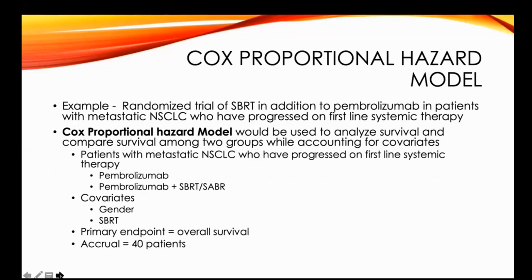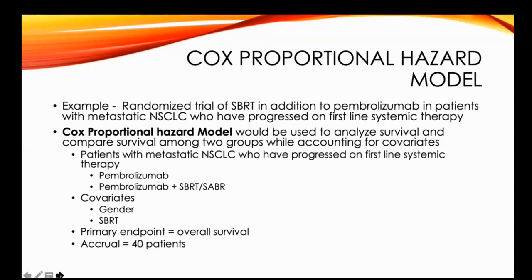Now this is a randomized trial of SBRT in addition to Pembro in patients with metastatic non-small cell lung cancer who have progressed on first-line therapy. The Cox proportional hazard model will be used to analyze survival and compare survival between two groups or multiple groups while accounting for covariates. So our patients are patients with metastatic non-small cell lung cancer who have progressed on first-line systemic therapy. They're randomized to Pembro versus Pembro plus SBRT or SABR. The covariates we're going to look at are gender and SBRT.